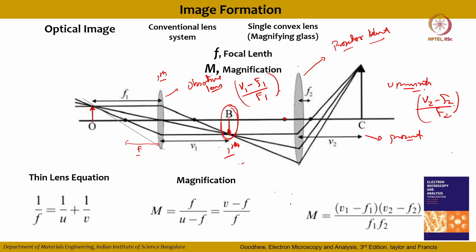So the total magnification is given by this equation, which is V1 minus F1 times V2 minus F2, divided by F1 times F2. So if you know the distance of the first image, V1, and the distance of the upright image, which is V2, and if you know the focal points of the two lenses, then you can get the exact magnification of that particular original object. Sometimes they also use a second projector lens.